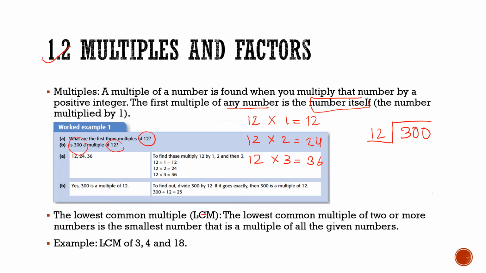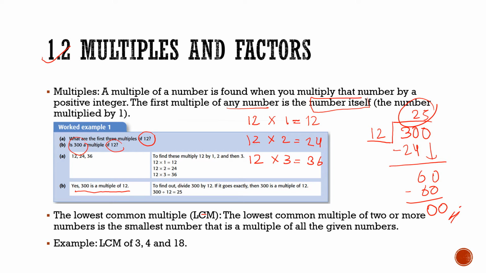Okay, let's look at this. 12 times 2, 24. You get 60, 12 times 5, 60, 0, 0. Once we have gotten 0 in the remainder, we can say, yes, 300 is a multiple of 12.